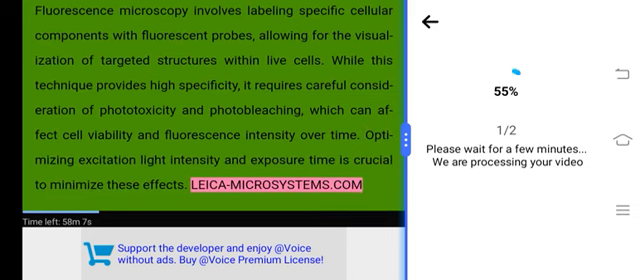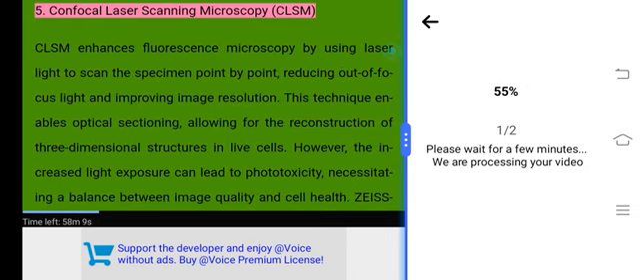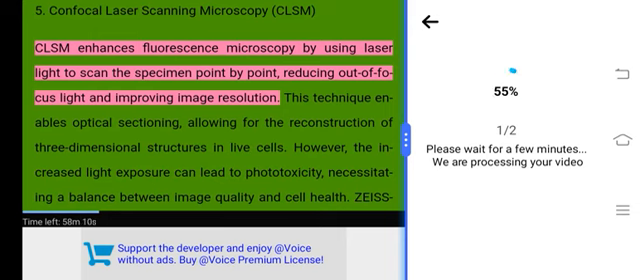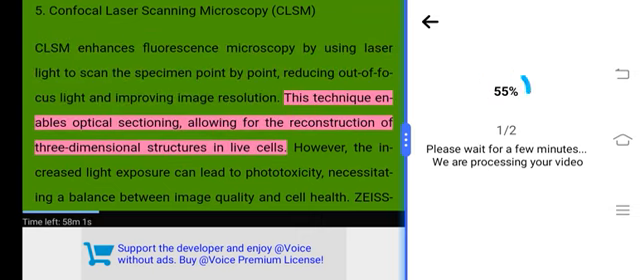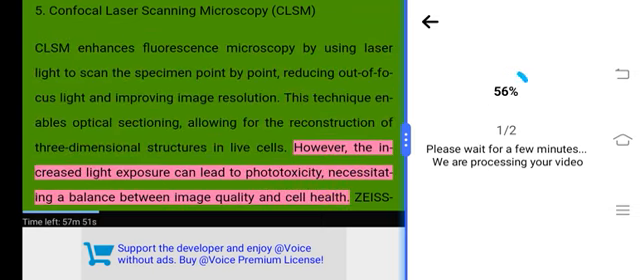Leica Microsystems, com. 5. Confocal laser scanning microscopy, CLSM. CLSM enhances fluorescence microscopy by using laser light to scan the specimen point by point, reducing out-of-focus light and improving image resolution. This technique enables optical sectioning, allowing for the reconstruction of three-dimensional structures in live cells. However, the increased light exposure can lead to phototoxicity, necessitating a balance between image quality and cell health. Zeiss Campus, Magnet, FSU, Edu.